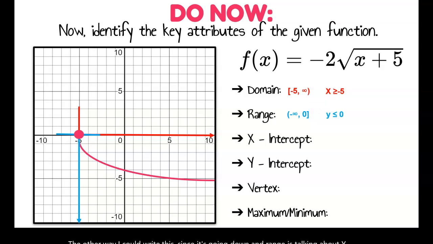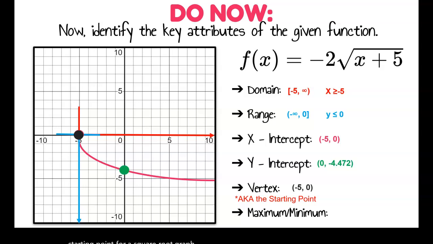Then I look at my x-intercept. My x-intercept is -5, 0. Then I look for my y-intercept. And if you look in Desmos, it'll give you the most accurate one. But my y-intercept is 0, -4.472. My vertex happens to be in the same spot as my x-intercept. It is also called the starting point for a square root graph. And here it is -5, 0.